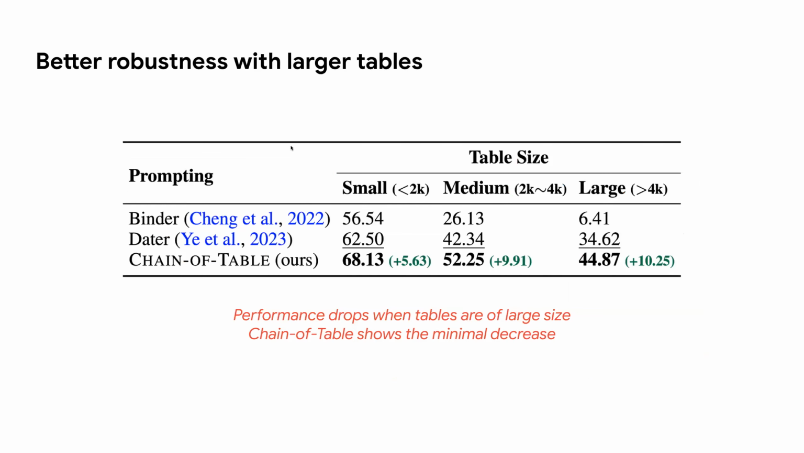The other finding is that Chain-of-Table is more robust on the large tables, because large tables also mean quite harder here. We divide the tables into three categories: small, medium, and large, based on the token numbers. The overall tendency is similar. The performance drops for the tables of larger size, but Chain-of-Table is still more robust to them.